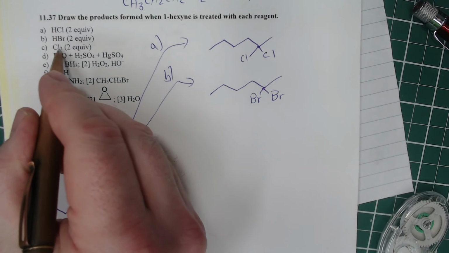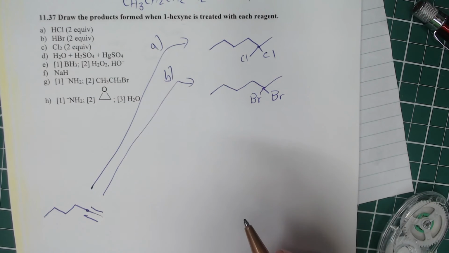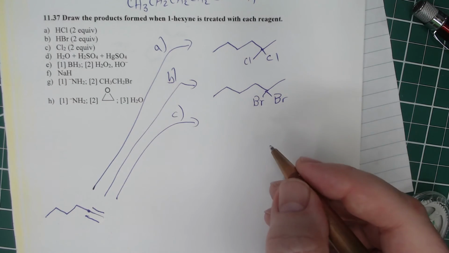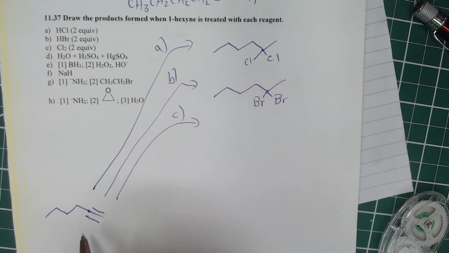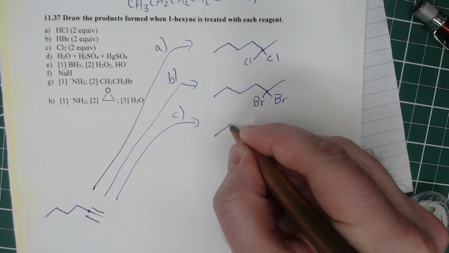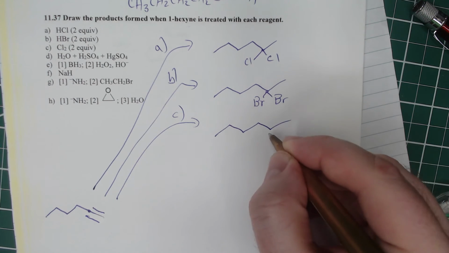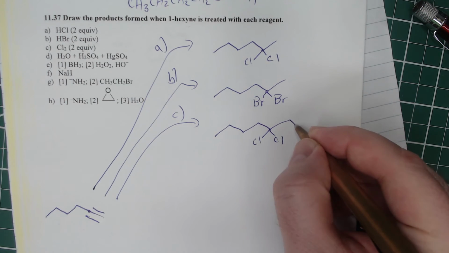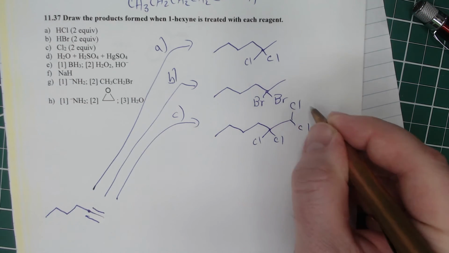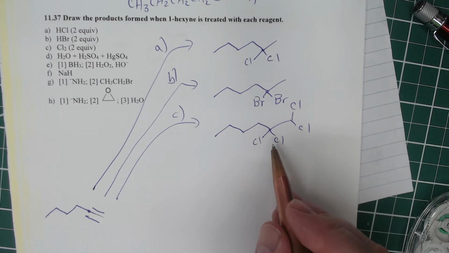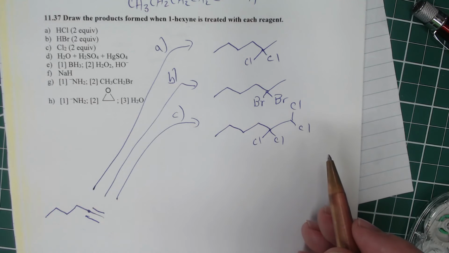All right, next we've got 2 equivalents of chlorine. With 2 equivalents of chlorine, we're going to add 4 total chlorines, so 2 here and 2 there. So we'll get Cl, Cl, Cl, and Cl. And so we'll get a 1,1,2,2-tetrachlorohexane.